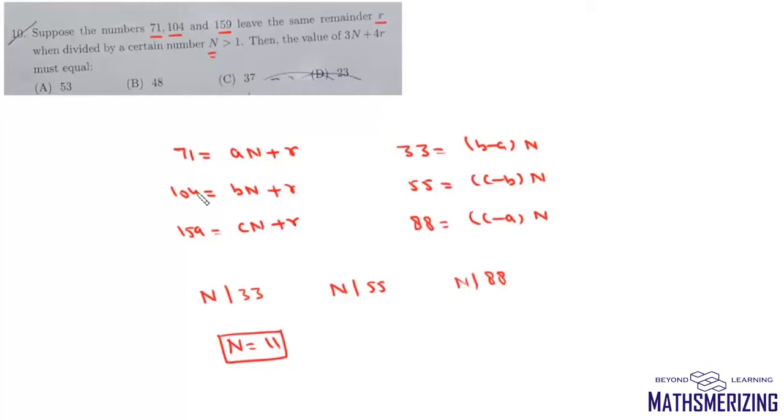If we divide 71 by 11, the multiple will be 66. 71 minus 66 is 5. So we'll get this remainder r as 5. So we have n as 11 and r as 5. Once we have the values of n and r, we can write 3n plus 4r as 3 into 11 plus 4 into 5. Now this is 33 plus 20. That will be 53, and that's your option A.